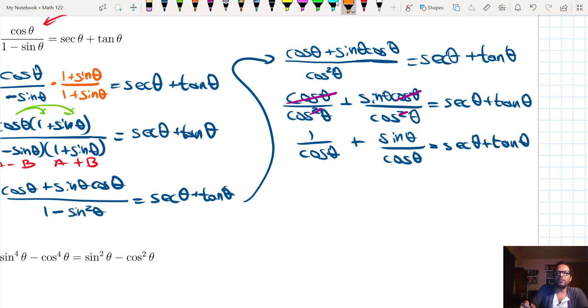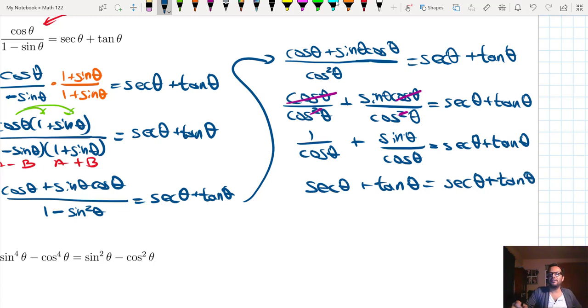Now, we know identities for 1 over cos. 1 over cos is secant, and sine over cosine is tangent. And surprise, that's the exact same thing as the right-hand side of the equation of the identity, and this is verified. That's the end of it.